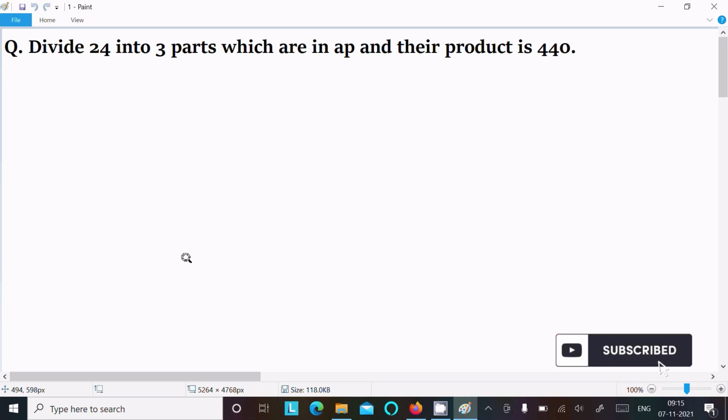In this lecture, I am going to divide 24 into 3 parts which are in AP, and their product is 440. So let's see the answer.